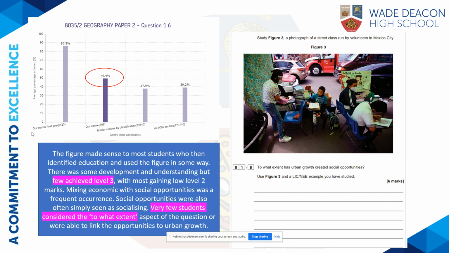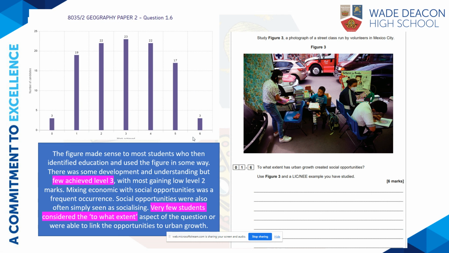There was some development and understanding, but few achieved level 3. Most gained low level 2. Mixing economic with social opportunities was a frequent occurrence. Social opportunities were also often simply seen as socialising. Very few students considered to what extent. So how much is this improving the social opportunities in that area?